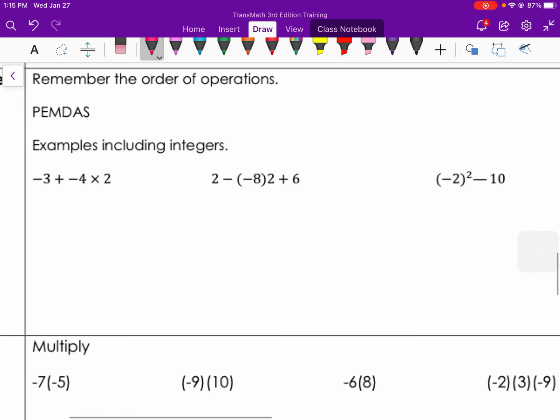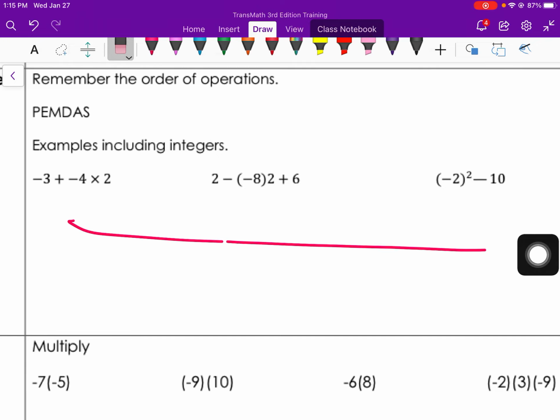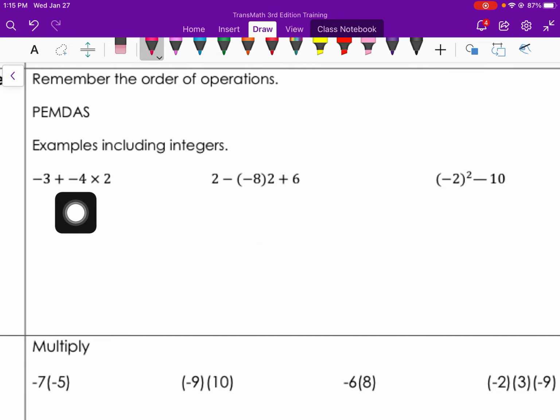Let's review some PEMDAS, order of operations, including negative numbers. So in our first example here, we have negative 3 plus negative 4 times 2. So we're going to multiply and divide before we add or subtract. So we want to do negative 4 times 2 first. And that's going to be negative 8 since we have a negative times a positive. So then negative 3 plus negative 8, same signs. So add 8 plus 3 is 11 and keep the sign of negative.